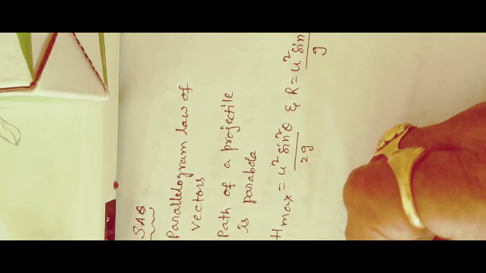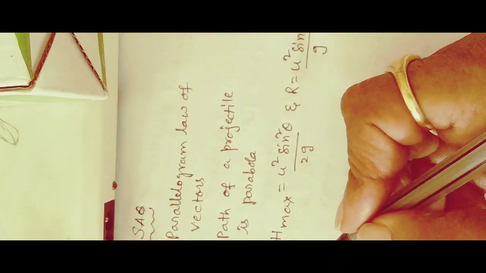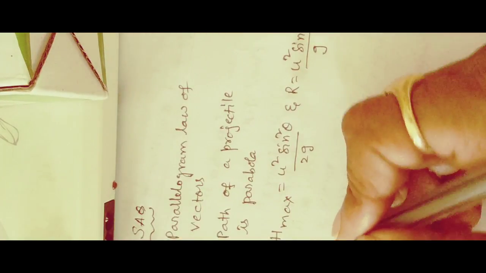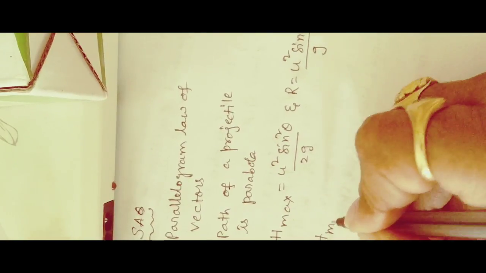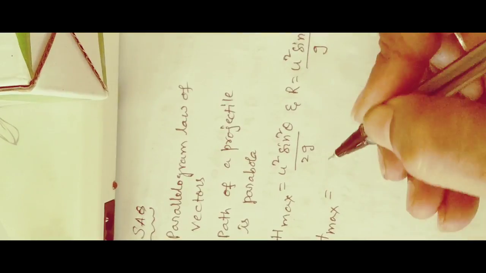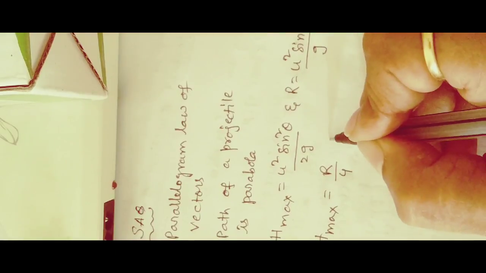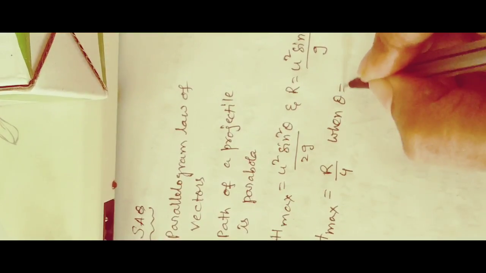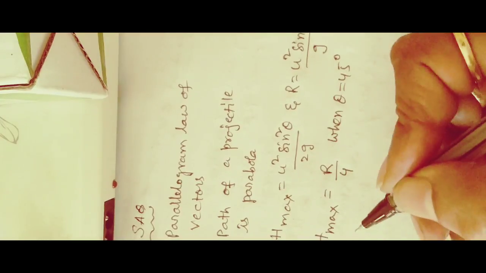Next, fourth question. Show that maximum height reached by a projectile launched at an angle 45 degrees is 1/4 of the range. So we have to show that maximum height H maximum is equal to R by 4, 1/4 of the range when theta is equal to 45 degrees.